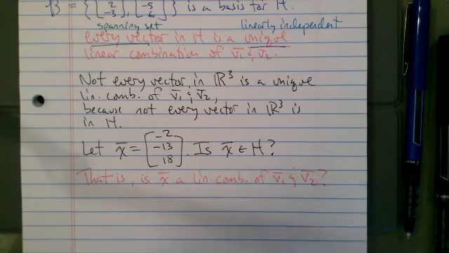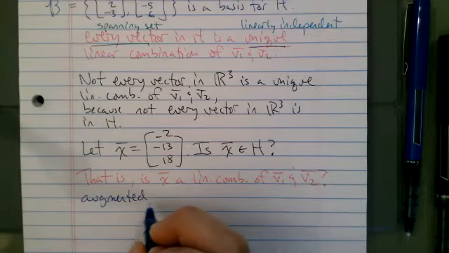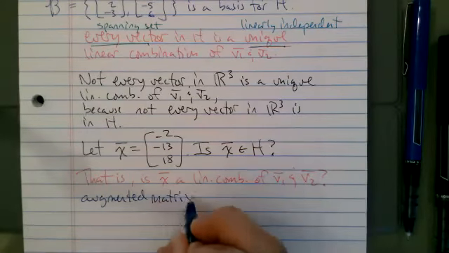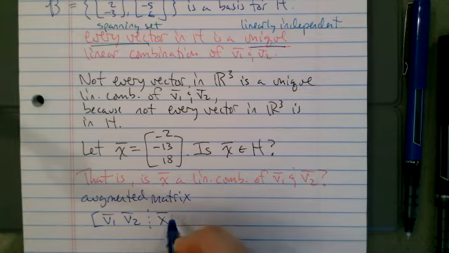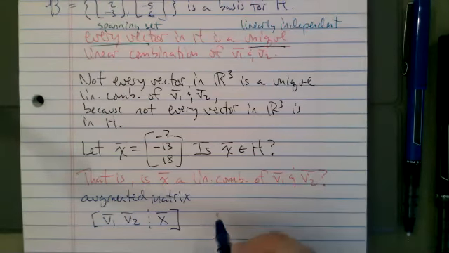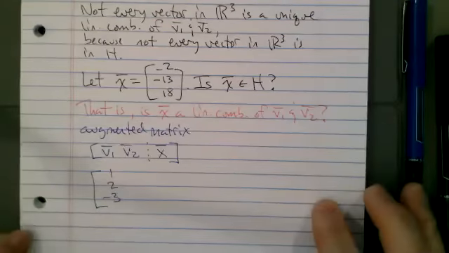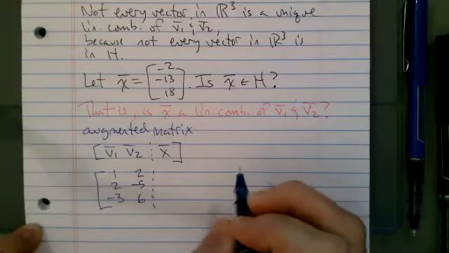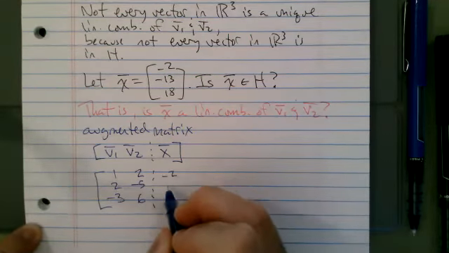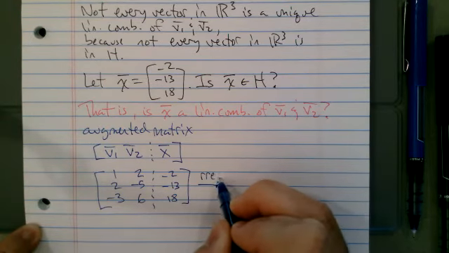So I'm going to consider the augmented matrix V1, V2, and then I'm going to put x over here. So that's going to be the matrix 1, 2, -3. Oops, I dropped off the bottom of the page. And then 2, -5, 6. And then -2, -13, 18. And I'm going to find its reduced row echelon form.